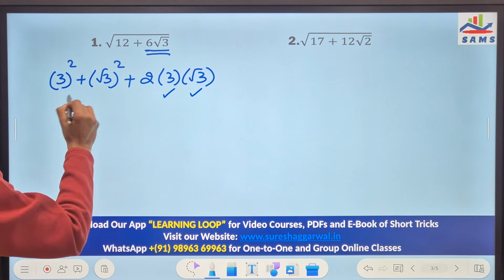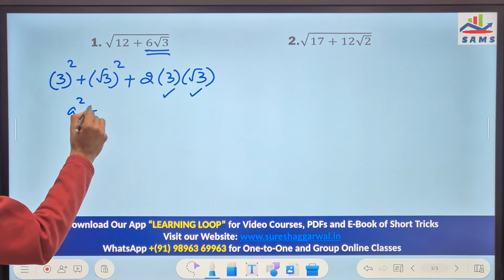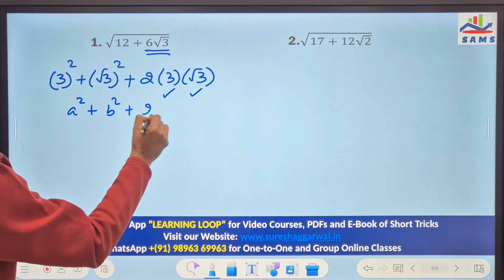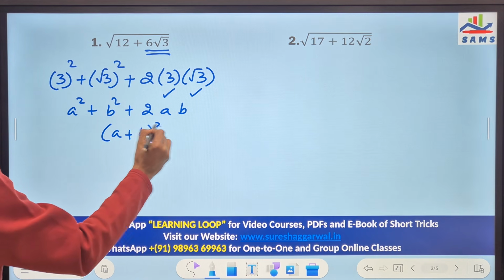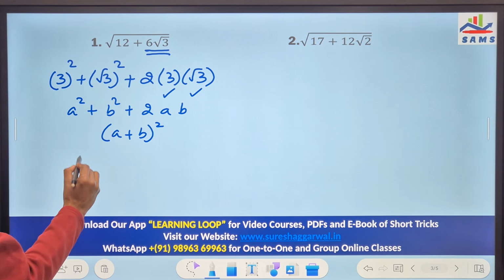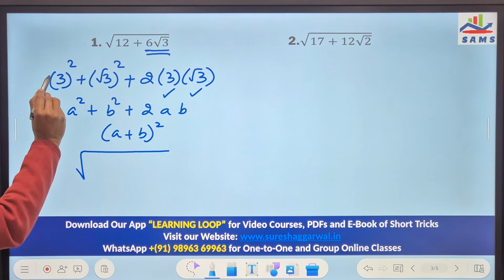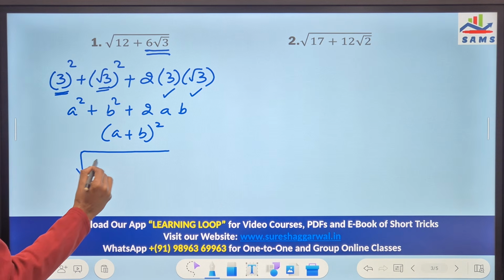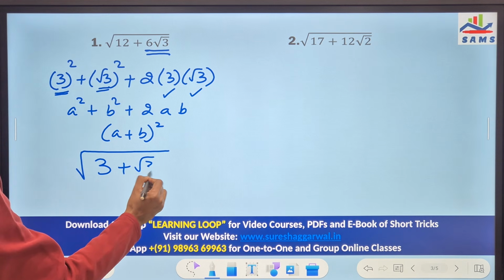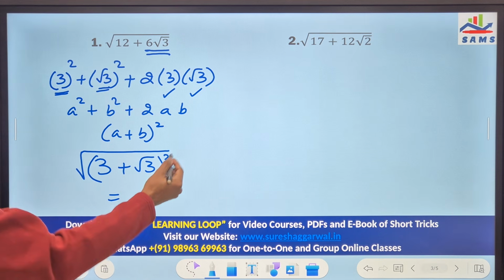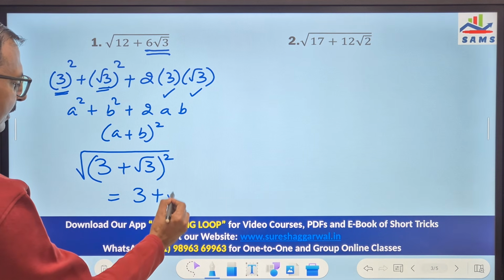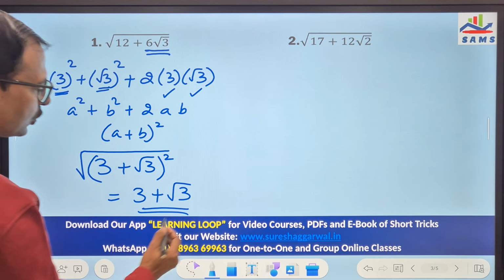And therefore, this actually resembles a square plus b square plus 2ab, which is a plus b whole square. So within the square root, I will have a plus b whole square. A is 3 and b is root 3. So 3 plus root 3 whole square, and therefore the square root cancels the square, and your answer for the question will be 3 plus root 3.